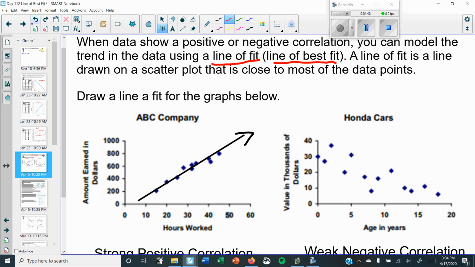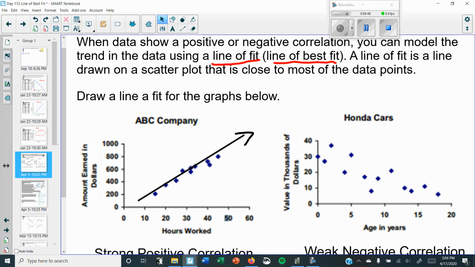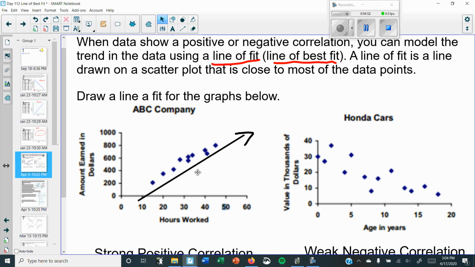What you would not want is something like this. Oops, I moved the wrong thing. Yeah, good enough. I'll move that. Do you see how that's not a good best fit line? Where do you see all the dots? All the dots are above it. So that's no good.